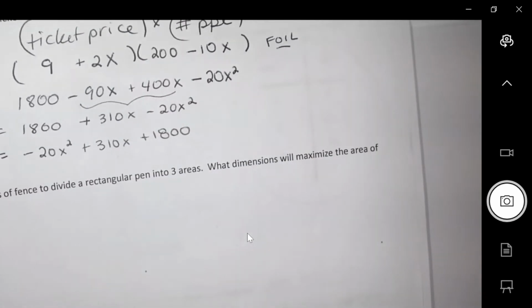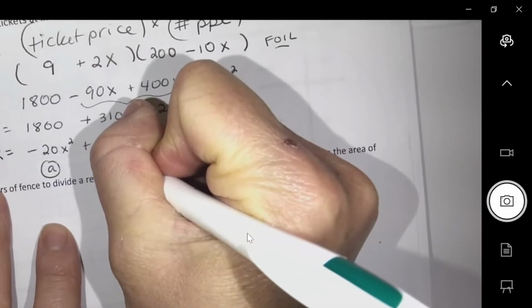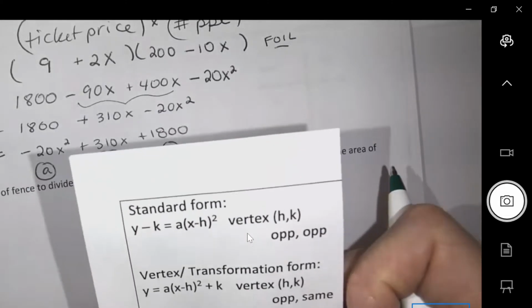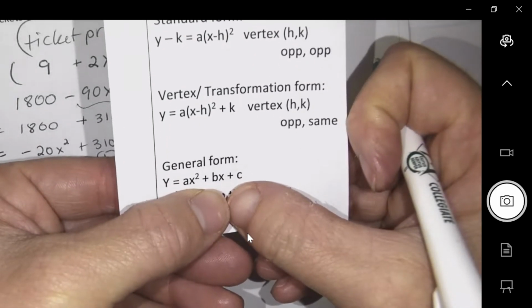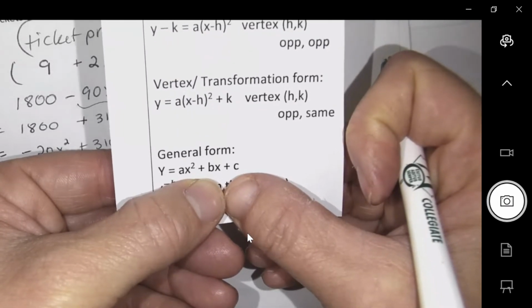But sometimes people somehow lose their negative sign if they're moving stuff, so don't do that. Do you see your components? Your ax squared plus bx plus c. Okay, so I'm in general form: ax squared plus bx plus c.